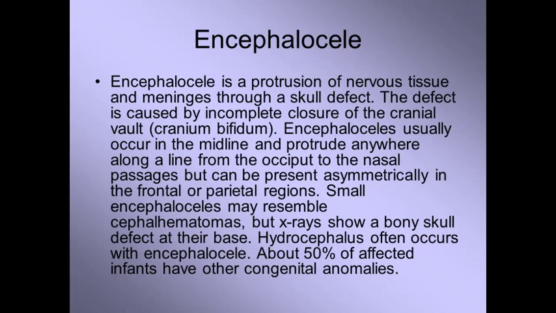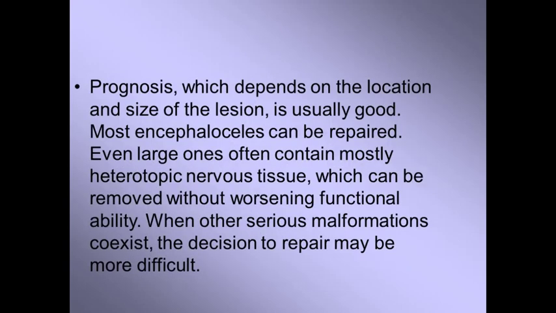About 50% of affected infants have other anomalies. Prognosis depends on the location and size of the lesion, and is usually good. Most cephaloceles can be repaired. Even large ones can contain mostly heterotopic nervous tissue, which can be removed without worsening functional ability.